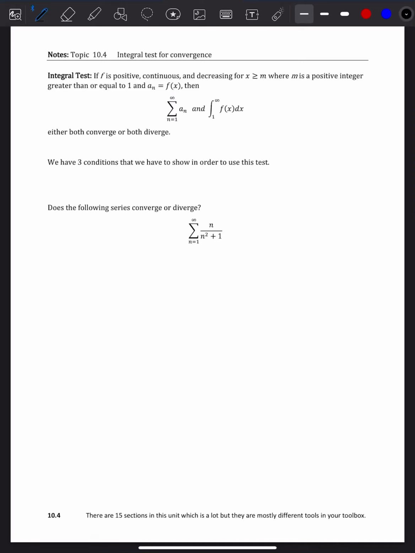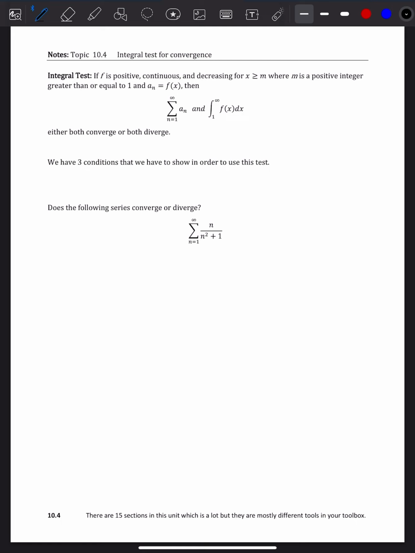Today we're going to be talking about the integral test for convergence. If f is positive, continuous, and decreasing for x greater than or equal to m, where m is a positive integer greater than or equal to 1, and a sub n equals f of x, then the summation from n equals 1 to infinity of a sub n and the integral from 1 to infinity of f of x dx either both converge or both diverge.